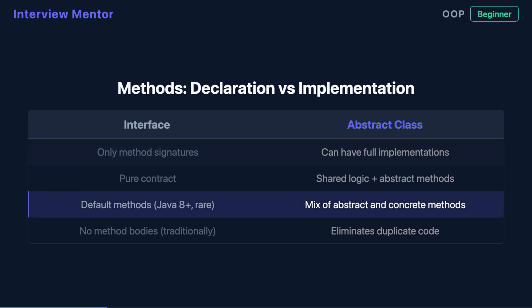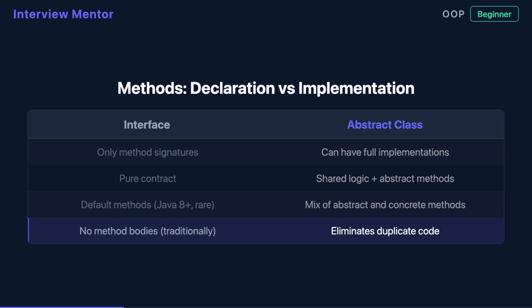An abstract class, on the other hand, can have fully implemented methods alongside abstract ones. You can write shared logic once in the abstract class, and child classes inherit that behavior. This makes abstract classes perfect for eliminating duplicate code.